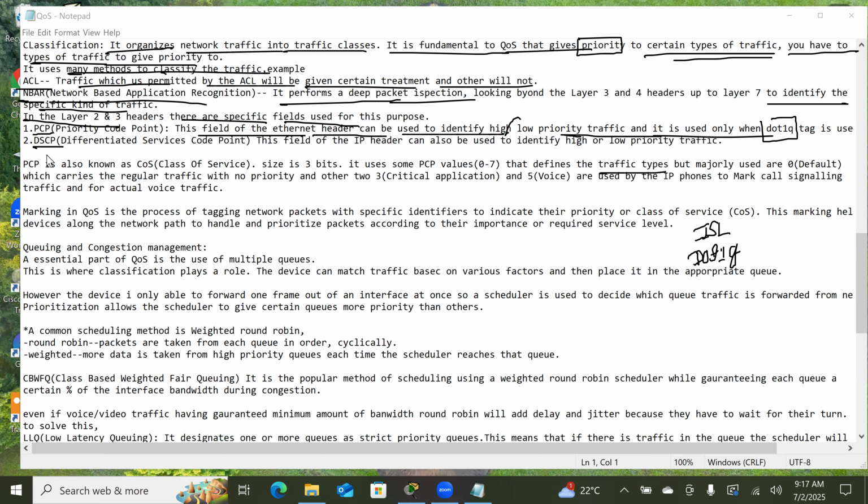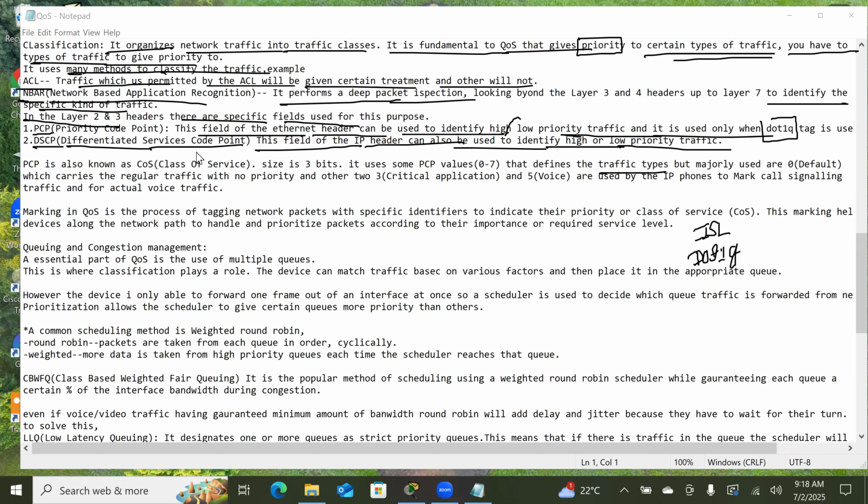And in the third layer, the network layer, it uses DSCP, that is differentiated services code point. This field of the IP header can also be used to identify high or low priority of the traffic. In this classification, it gives priority. Then how is it going to be marked? How is it going to be understood by the devices that this is prioritized data? For that, we use one more thing called marking.